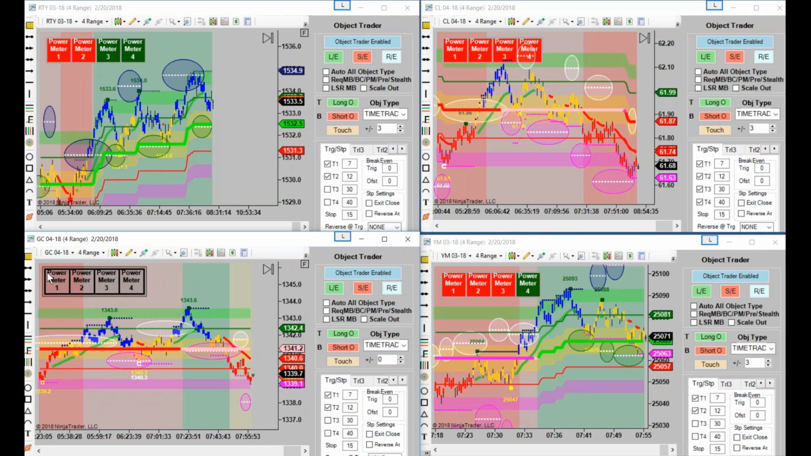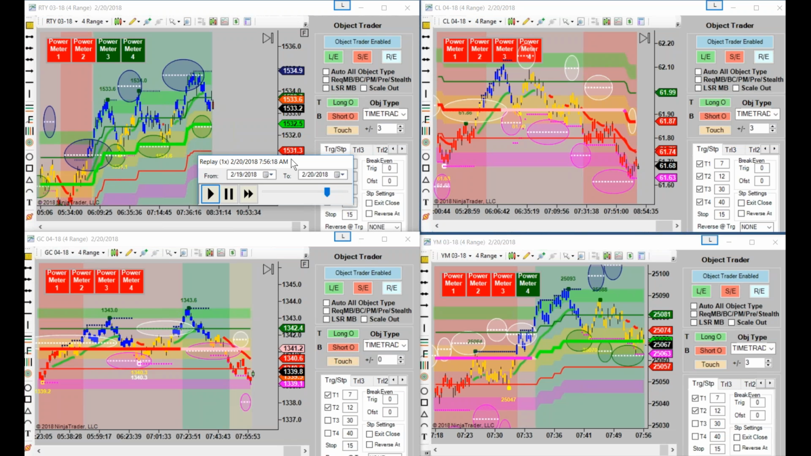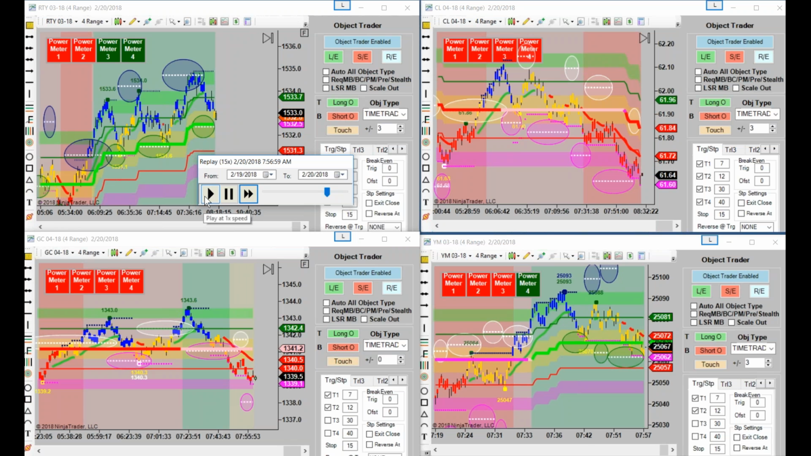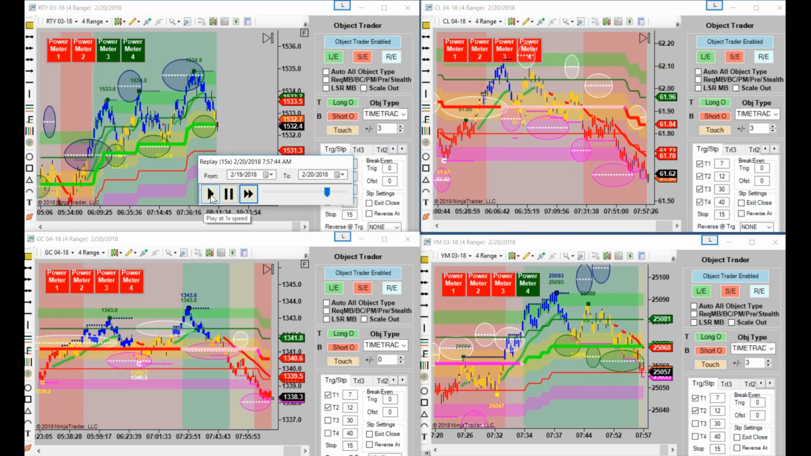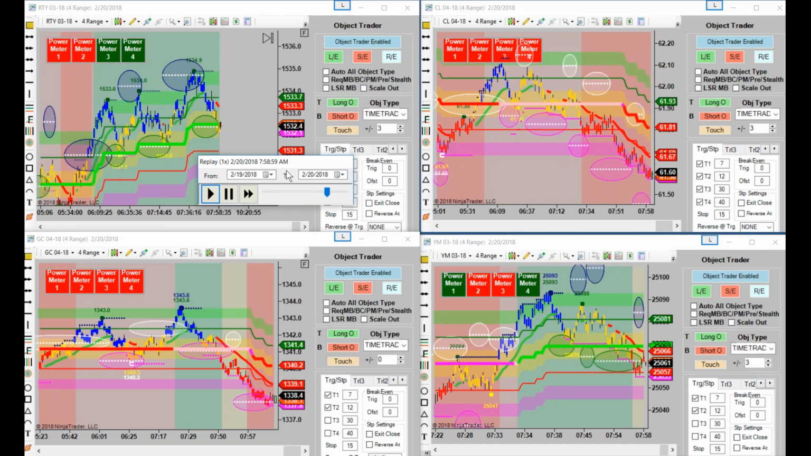Now Time Trader will not show up at exactly 7:59 like the little indicator does, because the indicator is set for time only, but Object Trader has to actually have a bar close to activate that region. So we're going to wait for it. It's 7:56, 29 seconds. We'll speed it up a little bit so we can get there quick. 7:57, 7:58. There we go.